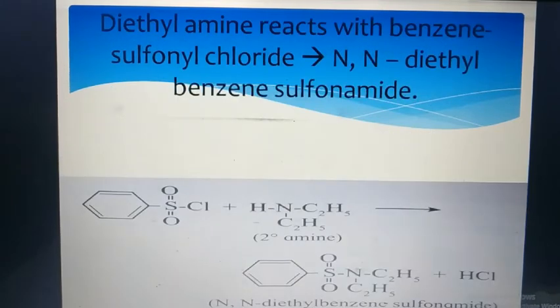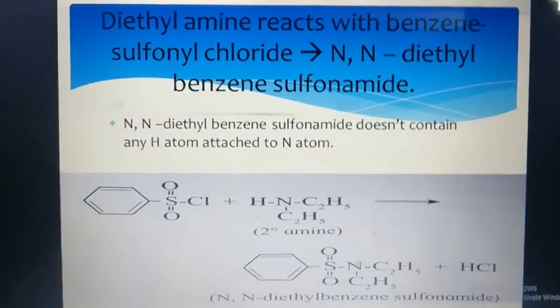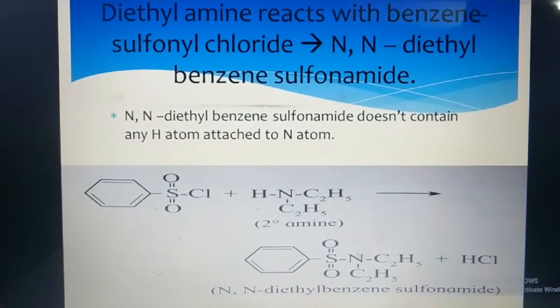Next we are going to see diethylamine reacting with benzene sulfonyl chloride. First we have seen only ethylamine. Now here this benzene sulfonyl chloride is going to react with the secondary amine which contains two ethyl groups, therefore diethylamine. So here in the reaction you can see N,N-diethylbenzene sulfonamide doesn't contain any hydrogen atom attached to the nitrogen atom.